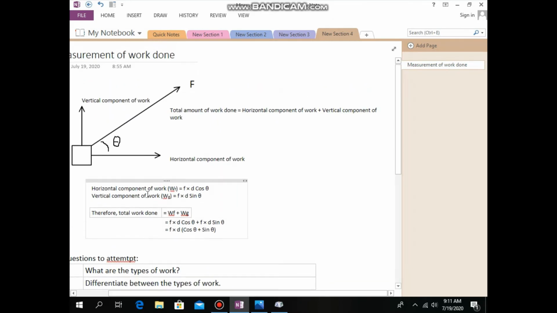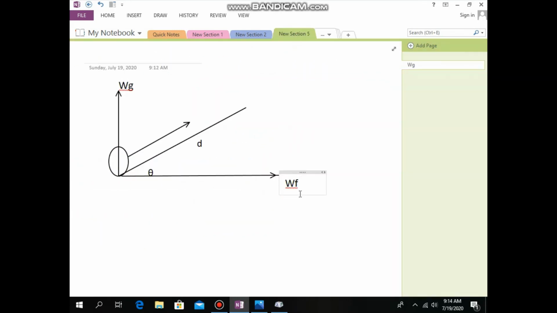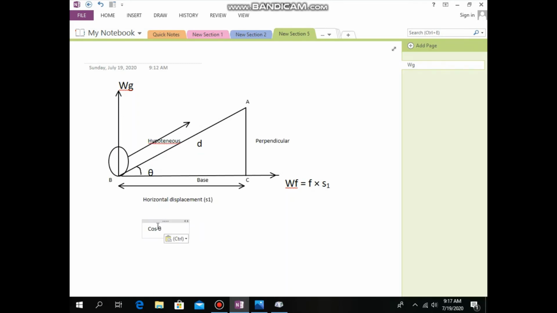Okay, we just took force into horizontal displacement. Okay, cos theta equals base divided by hypotenuse. Yes, so cos theta is equal to, what is the value of base? It is S1, isn't it? Divided by, what is the value of hypotenuse? It is D. Now by doing cross multiplication, what you get is S1 equals D cos theta.